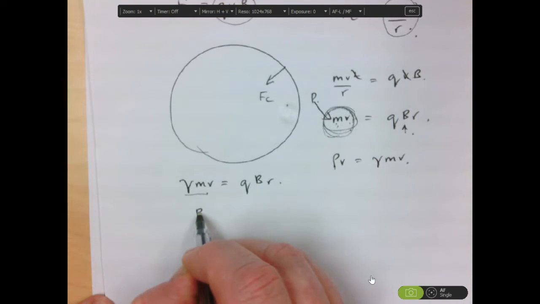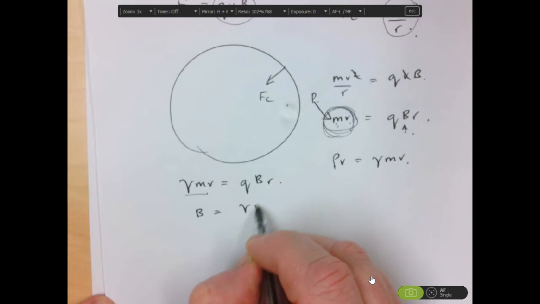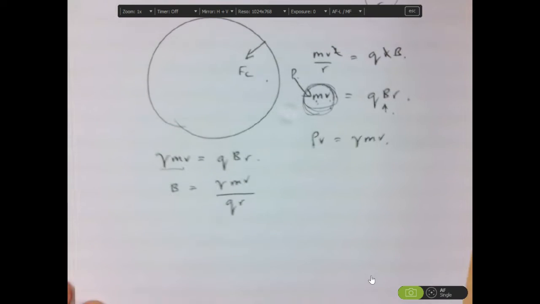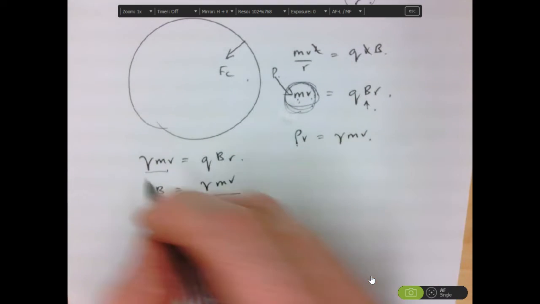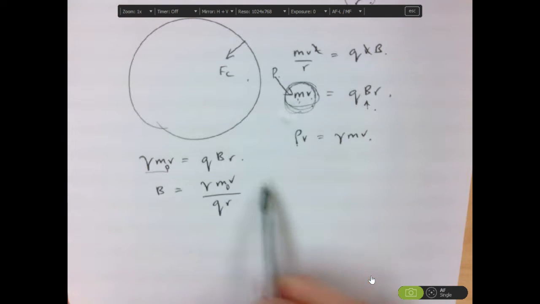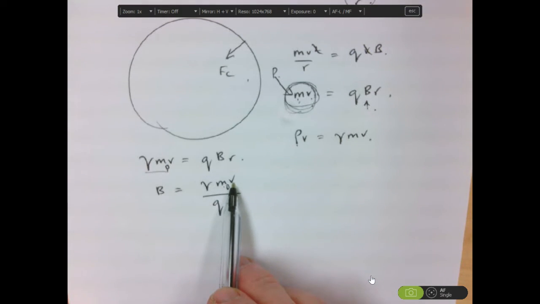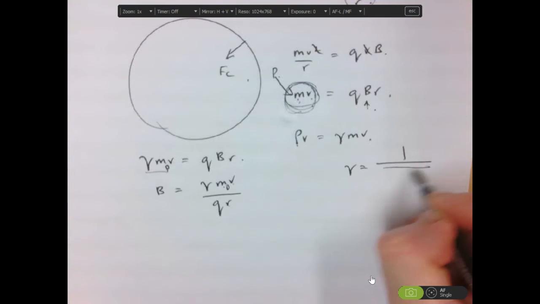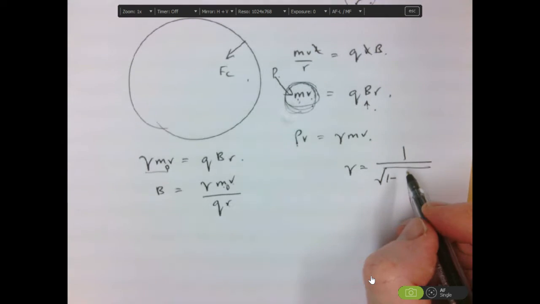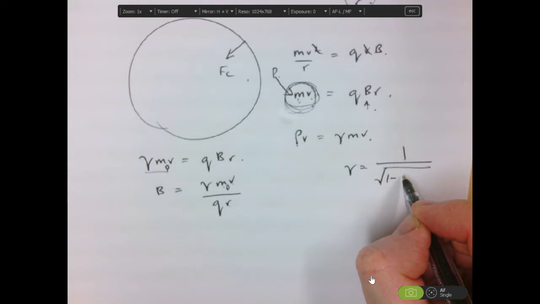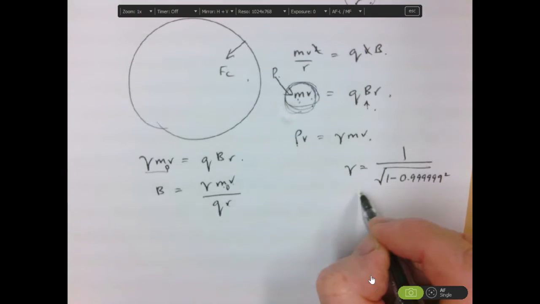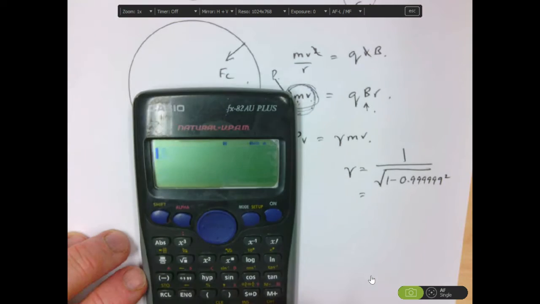I can work out that B would equal gamma mv on QR. So I need a few things here. This would be m naught, by the way, because that's the rest mass. This is the velocity of the particle, this is the charge of the particle, and this is the radius that we're traveling through. So I've got all this, I just need a gamma. The gamma would be 1 minus, this is a lot of numbers, there were 6 nines, 0.999999 squared. Okay, what gamma will this be? This is going to be huge.